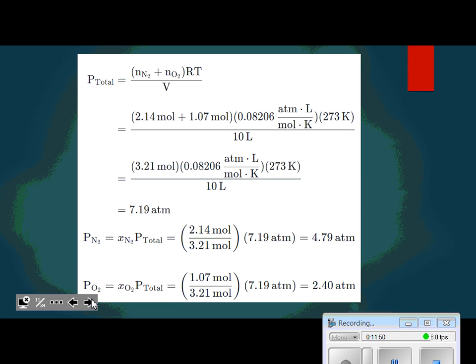You could also, after you found your total moles of oxygen and nitrogen, add together moles of nitrogen and moles of oxygen and find the total pressure in the 10-liter container. And the total pressure would be 7.19 atm. And then to find the individual partial pressures, you could say partial pressure is equal to the mole fraction of the gas times the total pressure. Again, that's a perfectly fine way to do it. You'll get the same answer, but it's just a lot of math work.